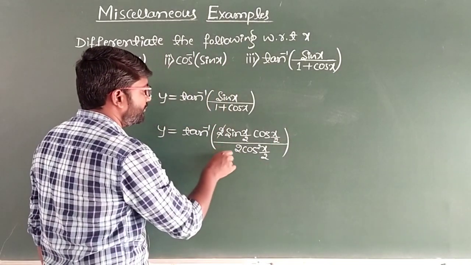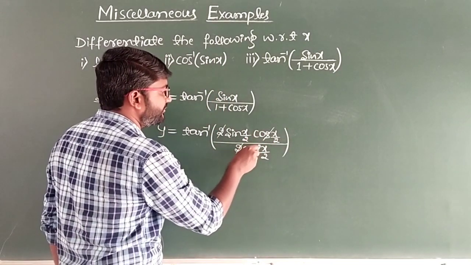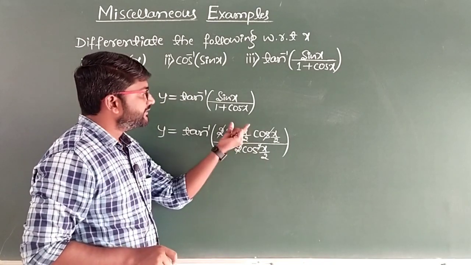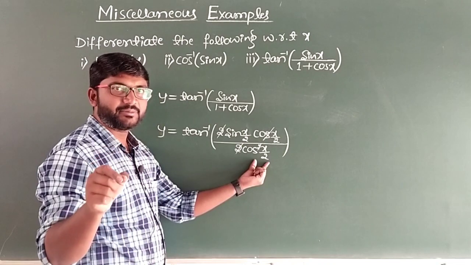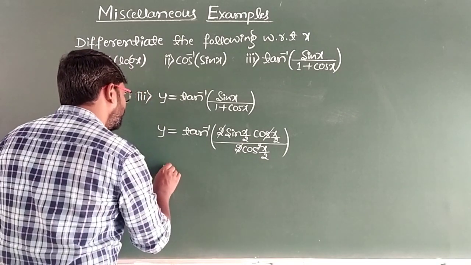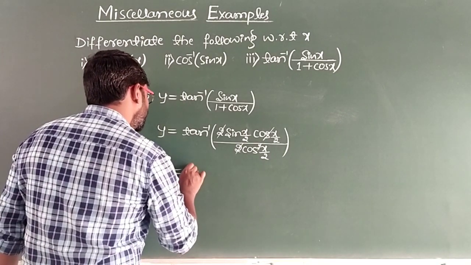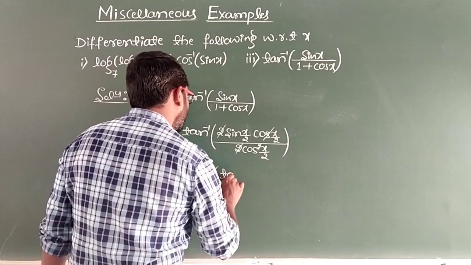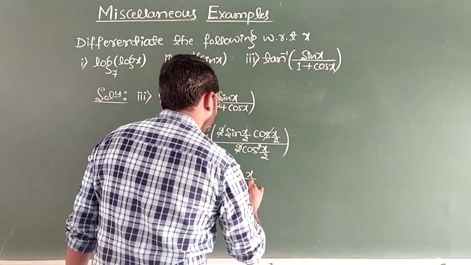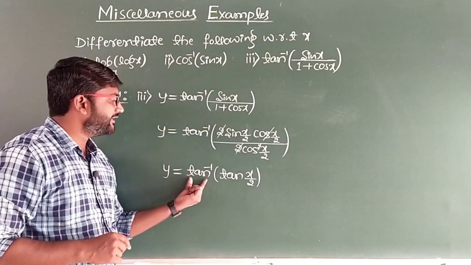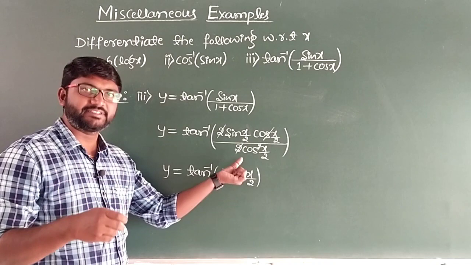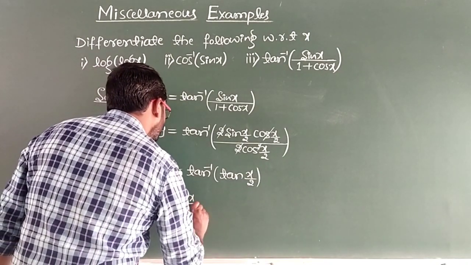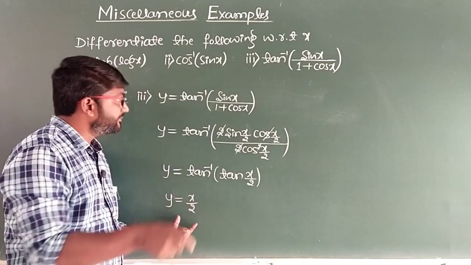So here 2 and 2 get cancelled, cos x by 2 gets cancelled, and you have one more cos x by 2 in the denominator. Sin x by 2 cos divided by cos x by 2 will give us tan x by 2. So y is equal to tan inverse tan x by 2. Now this is in the form of tan inverse tan x, so what is x now? It is x by 2. So y is equal to x by 2. So till here we have simplified the given function.